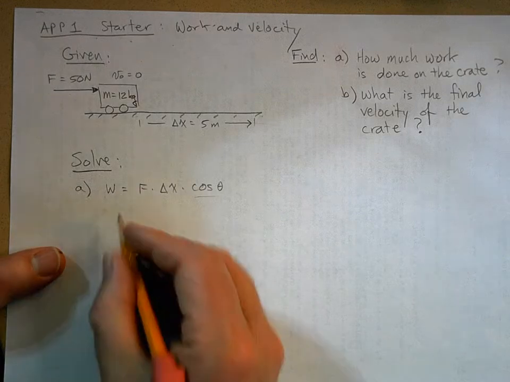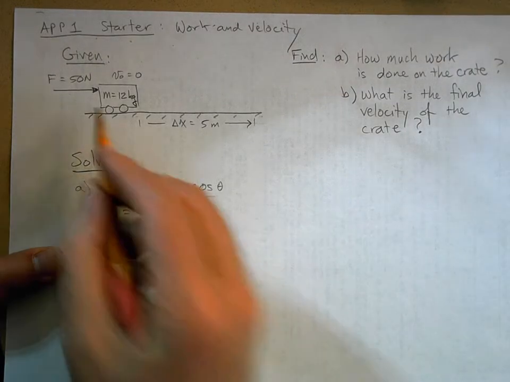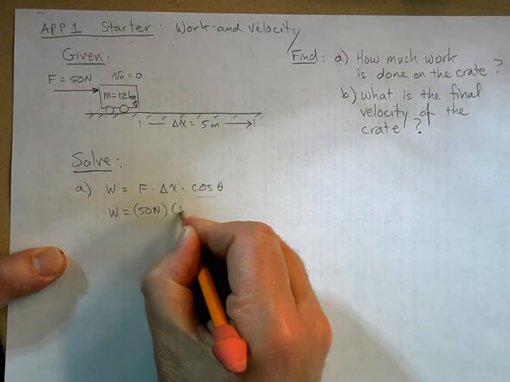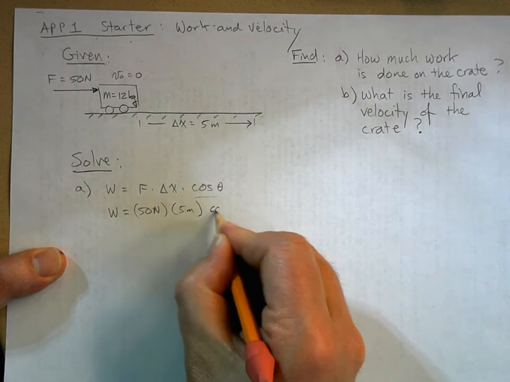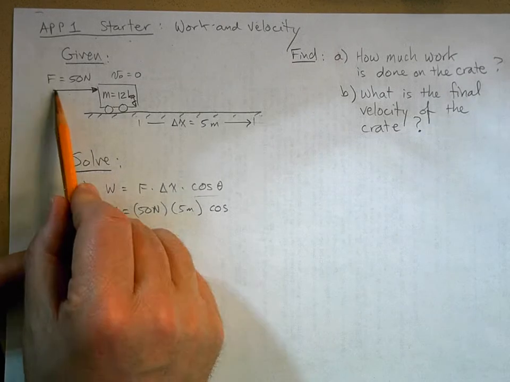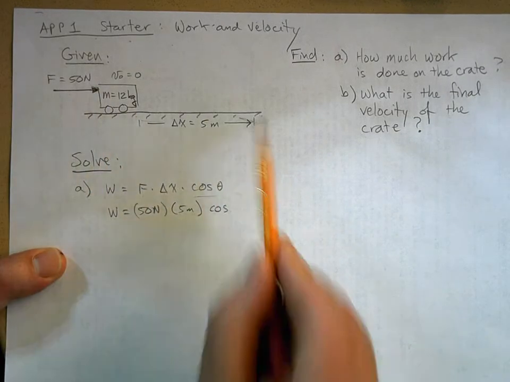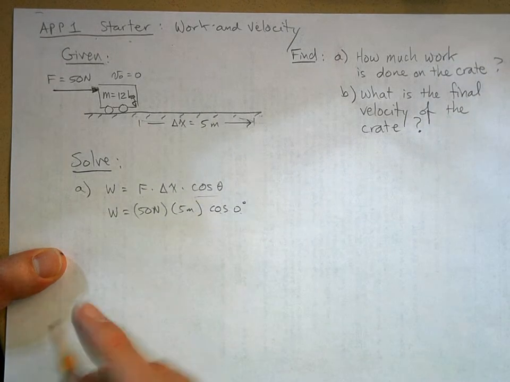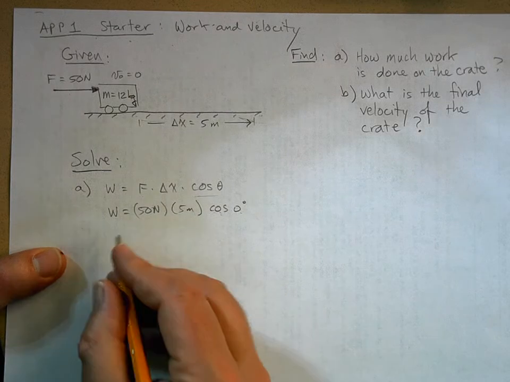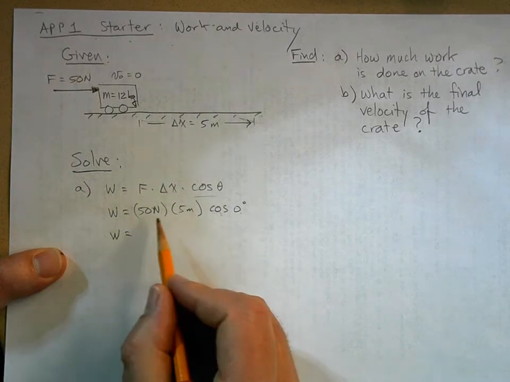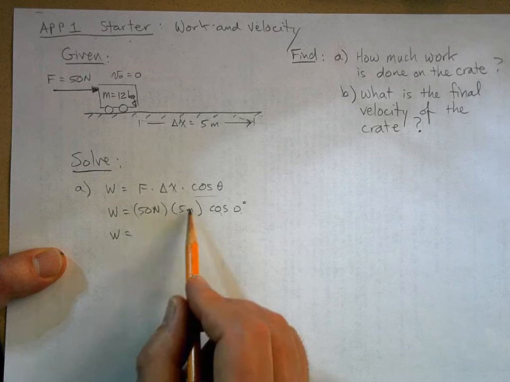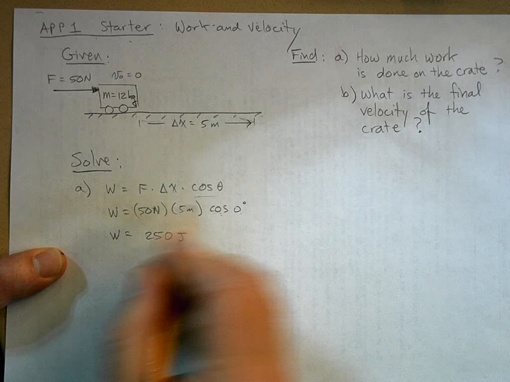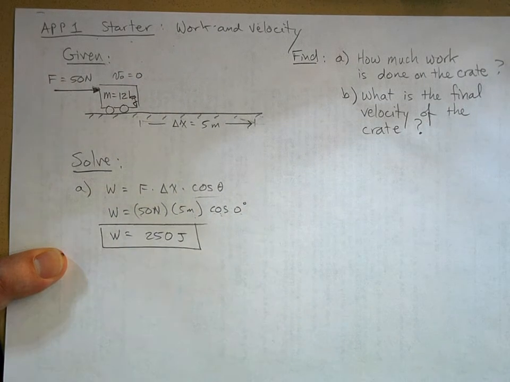And so we know that the force here is 50 newtons, and we're pushing it through 5 meters. And the cosine of, what is the angle between this force and this displacement? 0 degrees. And the cosine of 0 degrees is 1. So this really doesn't matter. Well, I mean, it matters, but it's not changing the value of our answer. 5 times 5 is 25 plus 0, and a newton meter is a joule. So it did 250 joules.